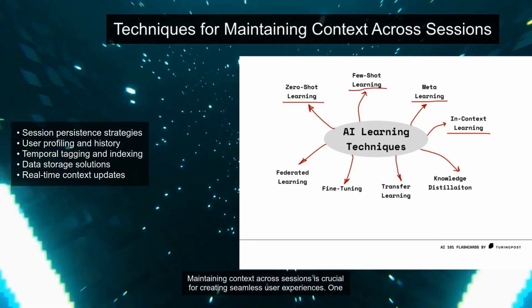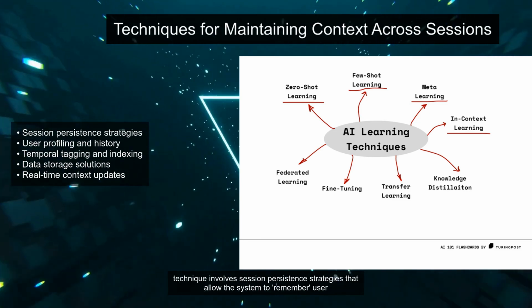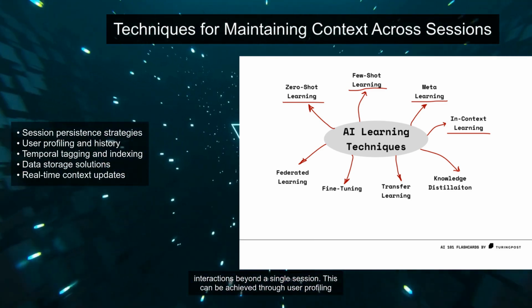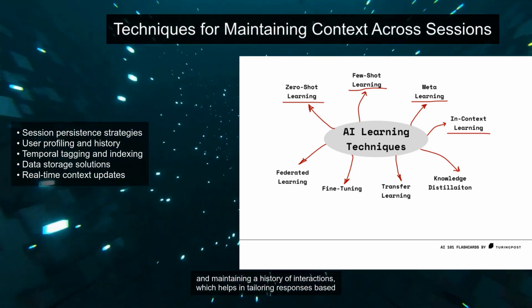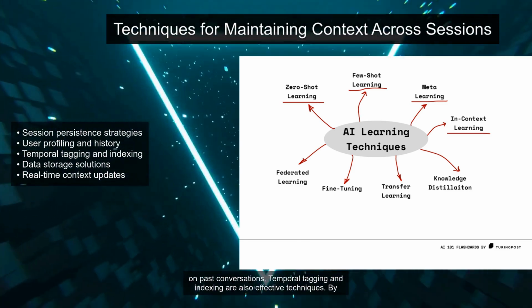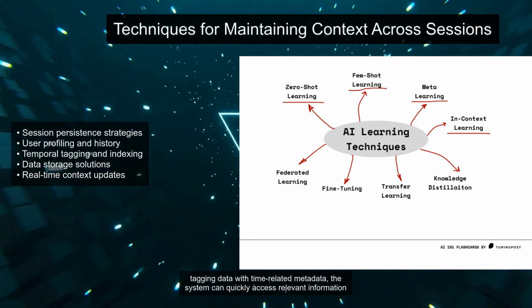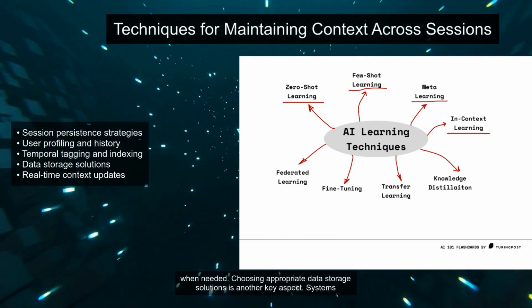Maintaining context across sessions is crucial for creating seamless user experiences. One technique involves session persistence strategies that allow the system to remember user interactions beyond a single session. This can be achieved through user profiling and maintaining a history of interactions, which helps in tailoring responses based on past conversations. Temporal tagging and indexing are also effective techniques. By tagging data with time-related metadata, the system can quickly access relevant information when needed.